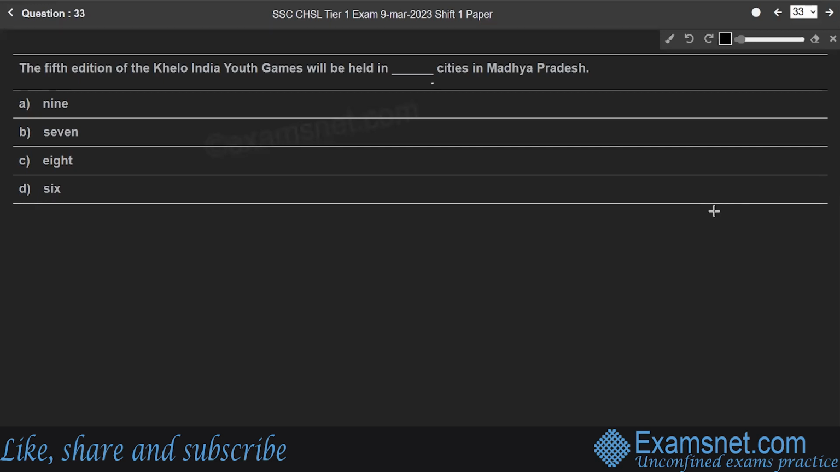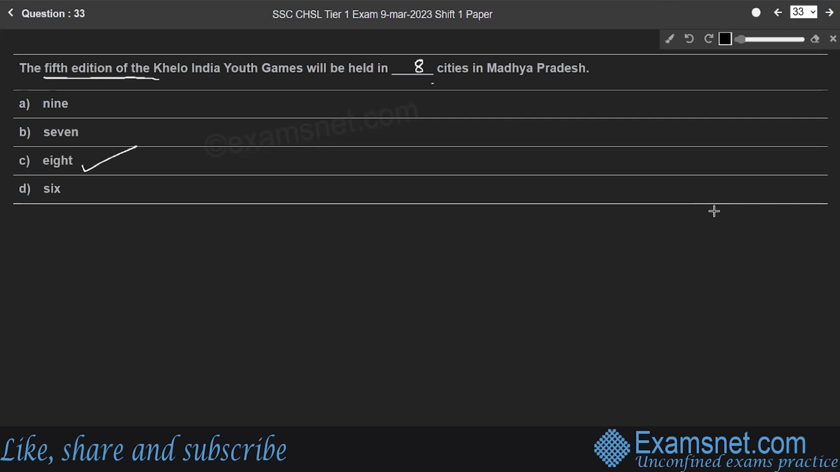Question 33. The 5th edition of the Khelo India Youth Games will be held in dash cities in Madhya Pradesh. So, it will be held in 8 cities in Madhya Pradesh. So option C is the right answer. This was announced by Union Minister of Youth Affairs and Sports Anurag Singh Thakur at an event in New Delhi in the presence of Madhya Pradesh Chief Minister Shivraj Singh Chauhan.